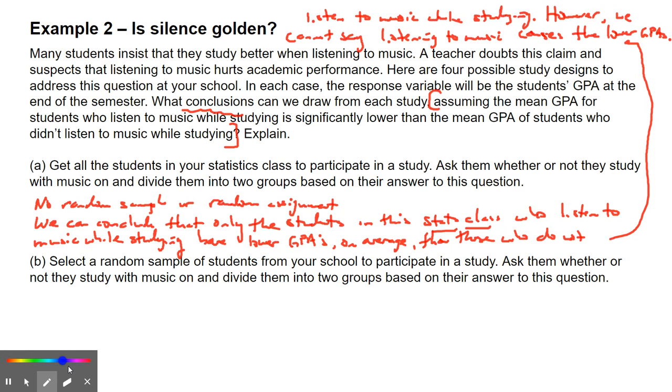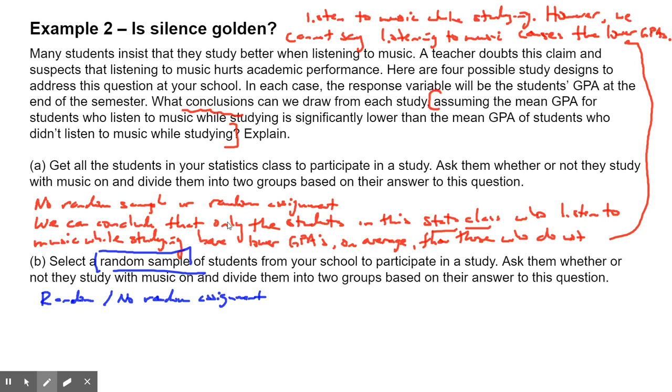Okay, so that's the first study, and again, that had no random assignment or random sample. So now we say select a random sample of students from your school to participate in a study. Ask them whether or not they study with music on, and divide them into two groups based on their answer to this question. So again, I do see random sample. So there is random sample here, but I still don't see random assignment, right? We ask them this question, then we divide the groups based on the question. That's not random assignment. So there is random sample, but there's no random assignment.